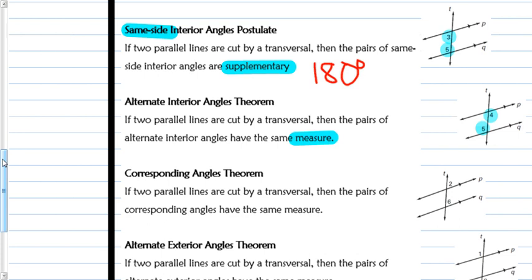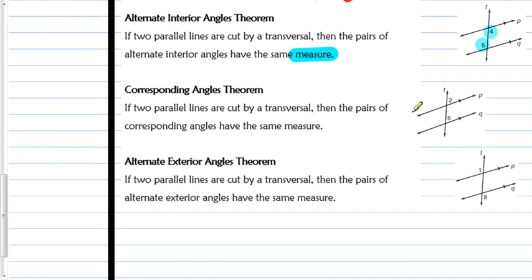The corresponding angles theorem. If two parallel lines, line P and line Q, are cut by a transversal, T, then the pairs of corresponding angles also have the same measure. Those angles are also congruent to each other. And lastly, the alternate exterior angles theorem. If a parallel line is cut by a transversal, then the pairs of alternate exterior angles have the same measure again. So again, those angles are congruent. So if angle 1 is 97 degrees, then angle 8 would also be 97 degrees.